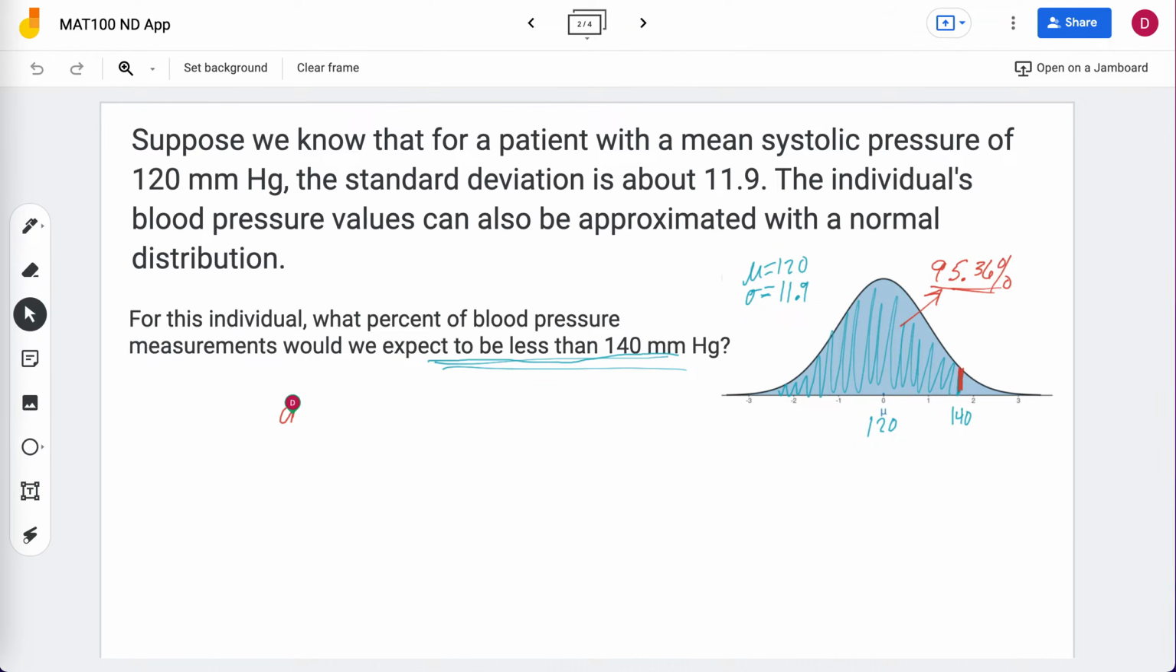So 95.36% of measurements, we would expect them to be below 140.